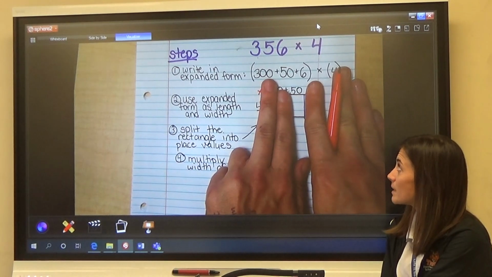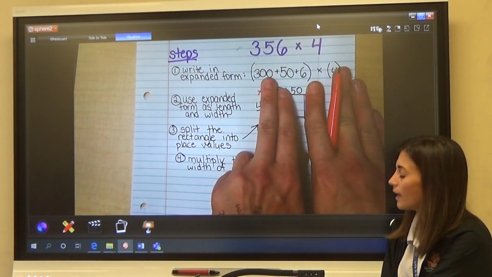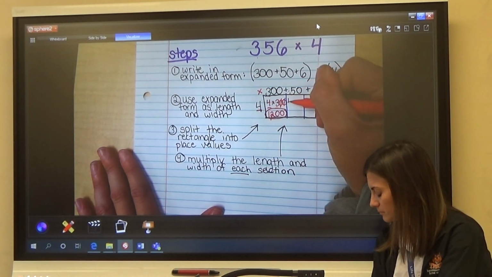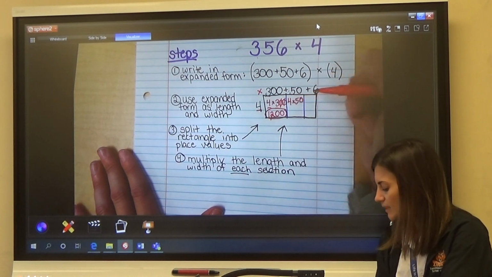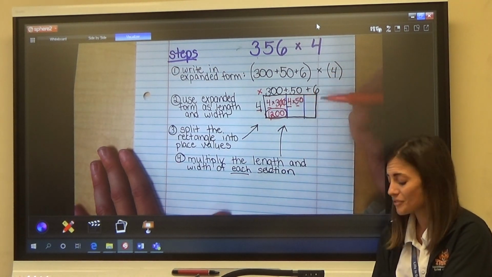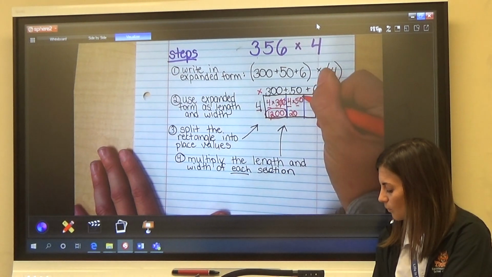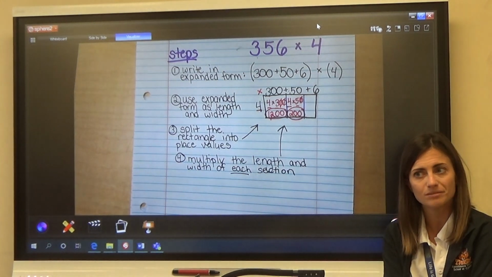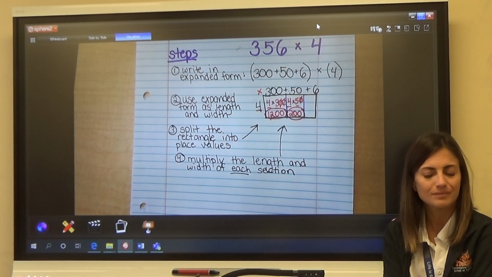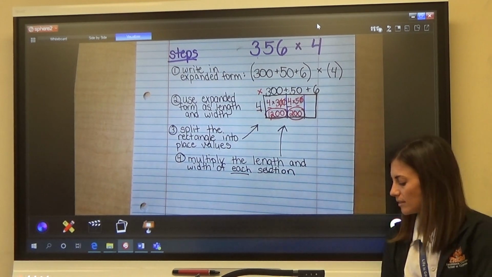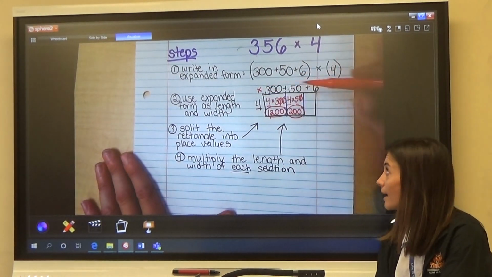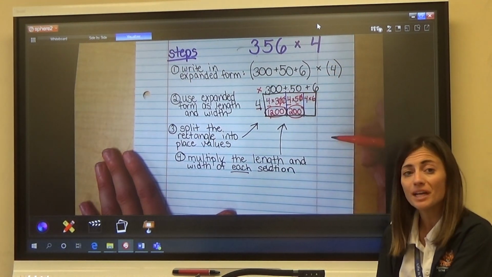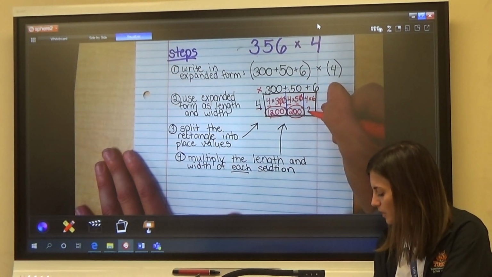Now I'm going to look just at my second area, which is 4 and 50. So I'm going to multiply 4 times 50. 4 times 5 is 20 with 1 zero. So my second partial product is 200. And my last section, I'm going to multiply 4 times 6. My ones column, 4 times 6. When I do 4 times 6, I get 24.